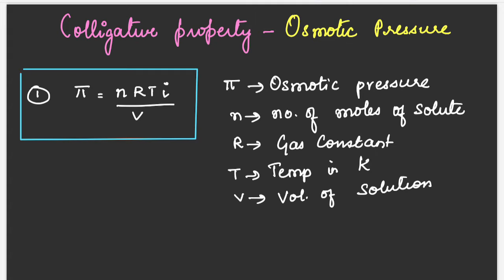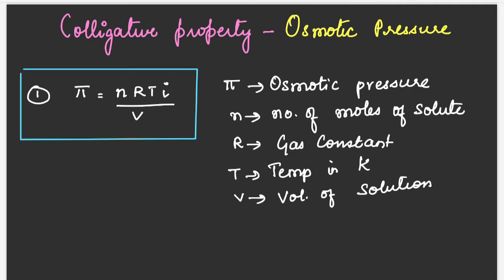In this video, we are going to study how to calculate the numerical for one of the colligative properties from this chapter, that is solution. So you know that there are four colligative properties. One of them is osmotic pressure. Which are the four colligative properties you have studied? First one is relative lowering of vapor pressure, elevation in boiling point, then depression in freezing point, and the fourth one is osmotic pressure.